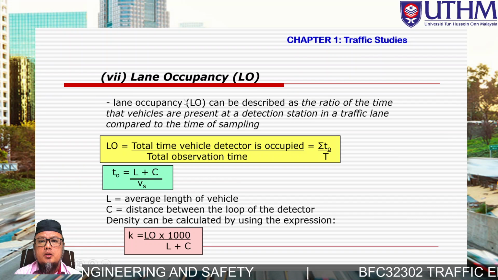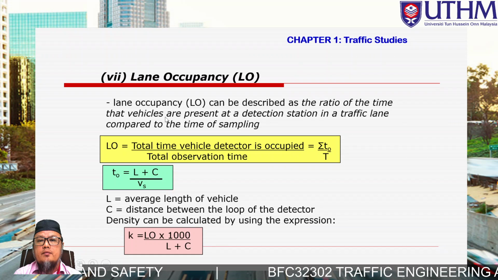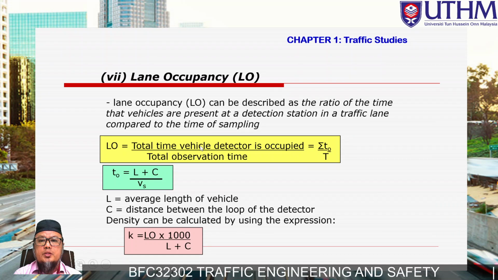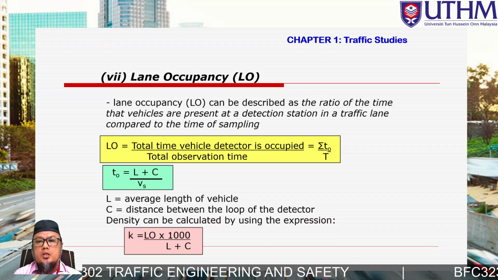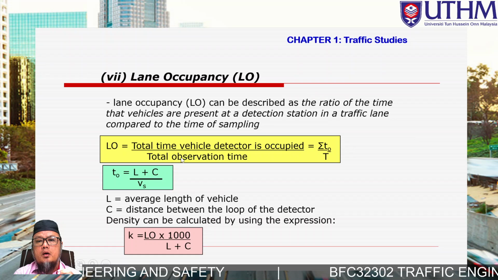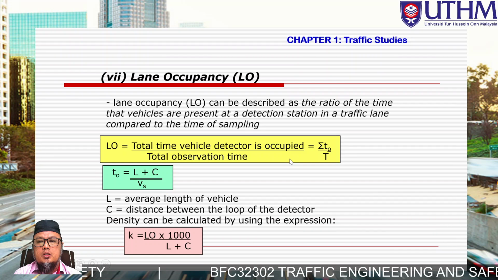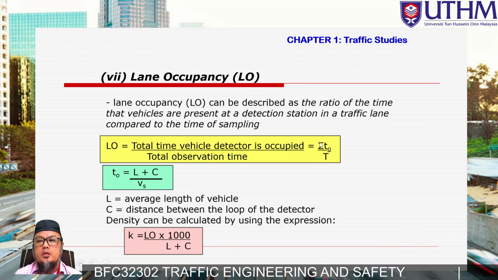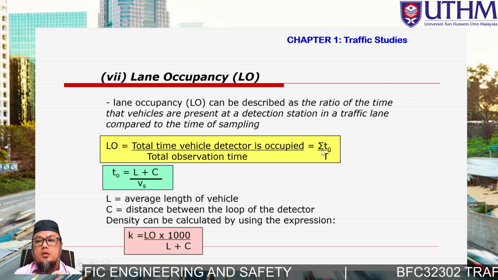Okay, next, lane occupancy. Lane occupancy can be described as a ratio of the time that vehicles are present at the detection station in a traffic lane compared to the time of sampling. So we observe and determine the number of vehicles that we detect at the particular location where we install the detector. Then with the observed time, we will know the lane occupancy. Normally we multiply by 100% to represent it as a percentage. So we have a very straightforward formula: summation of T naught, which is the individual time taken from that detector, divided by total observation time.